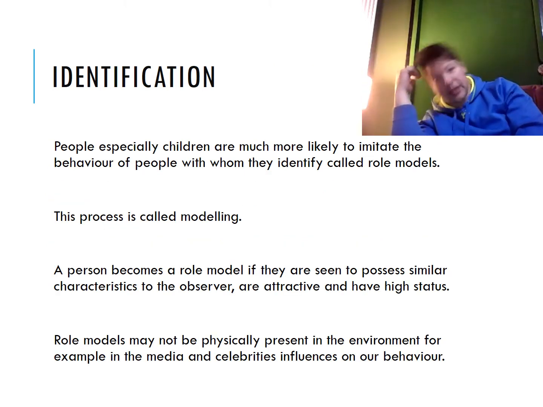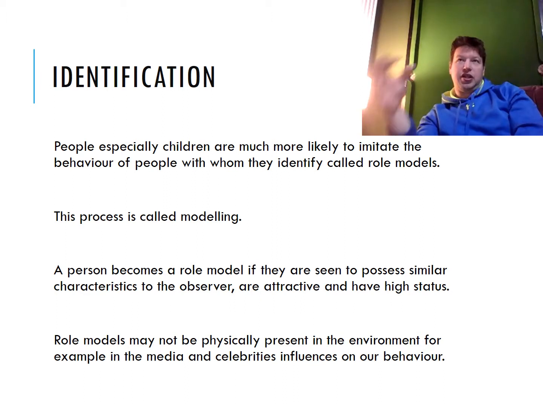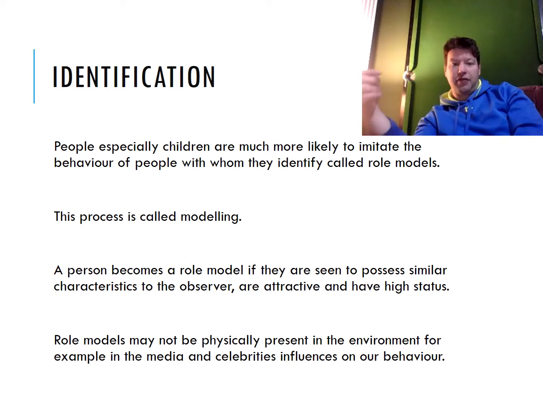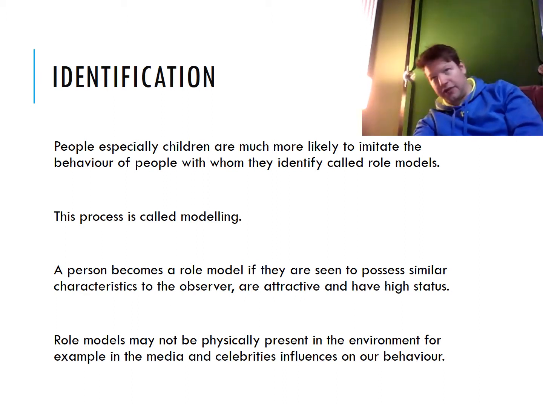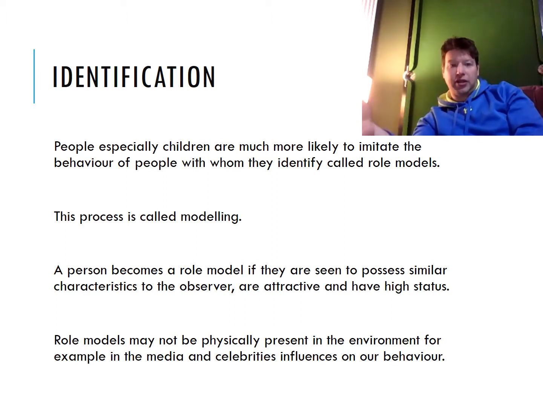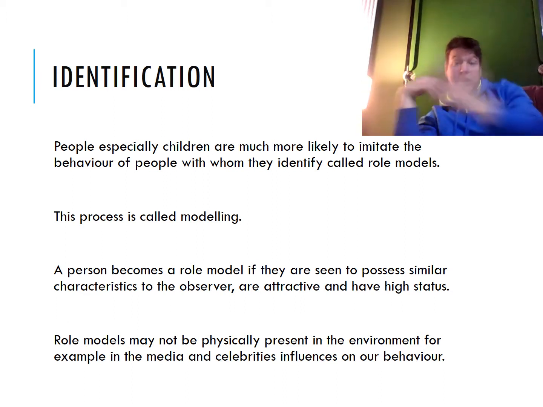The last part of this is identification. Okay, and it's just a kind of separate chapter. People, especially children, are more likely to imitate the behaviour of people with whom they identify, called role models. This process is called modelling. So we model ourselves on other people. We watch somebody on TV, or somewhere and we suddenly go and dress like them, or we copy their words, we copy their signs, we copy what they say, what they do, their music, all of these things, because we're modelling ourselves on our role models, and hopefully understand the concept of role models and maybe even who yours are.